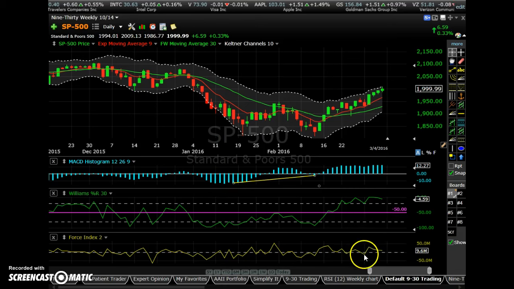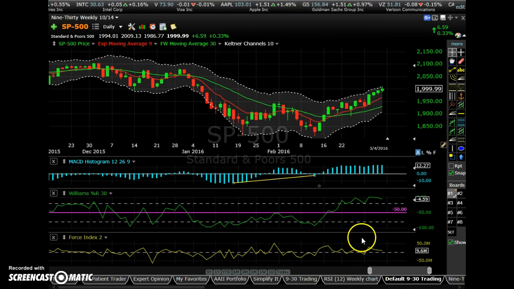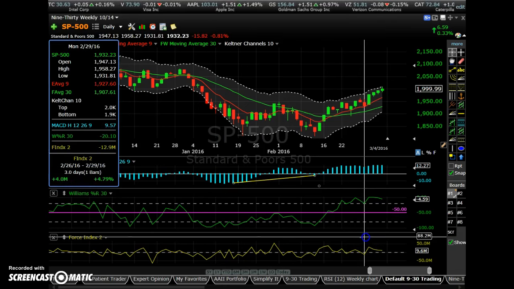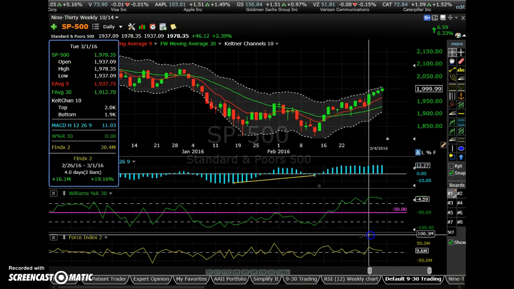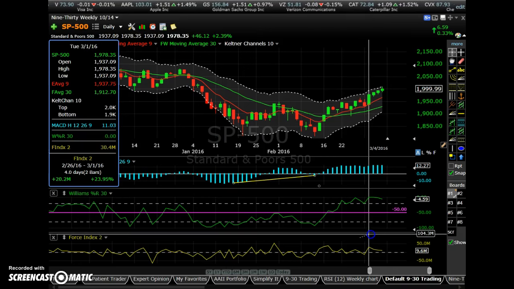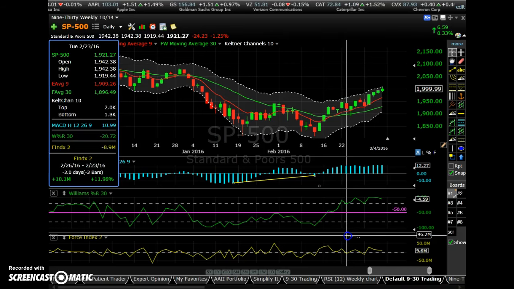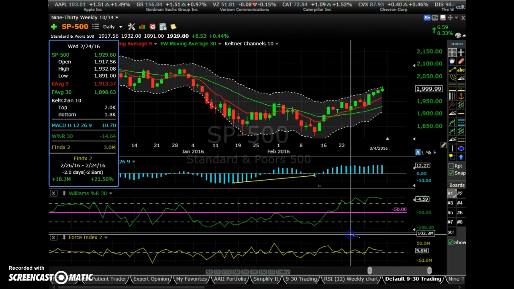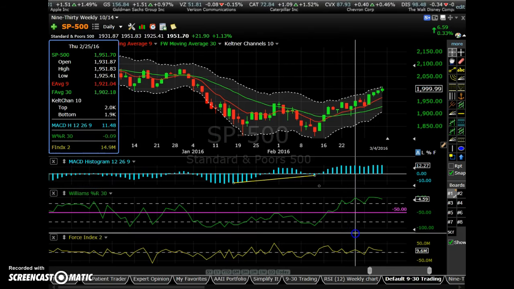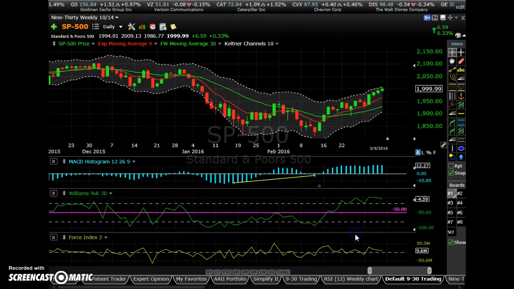Now, Elder Force on the daily chart spiked down, and that was a good buying signal. The next day we had a nice move up. Check it out here. Elder Force ticked down. Next day we had a buy, and we went up for a couple of days. So Elder Force can be a very useful indicator as well.